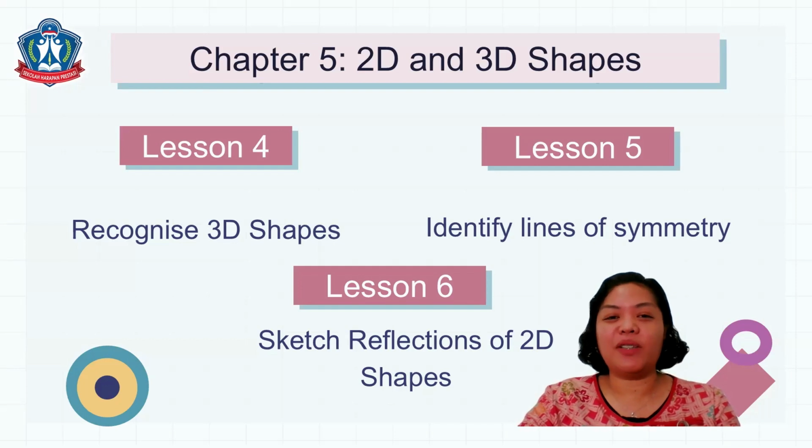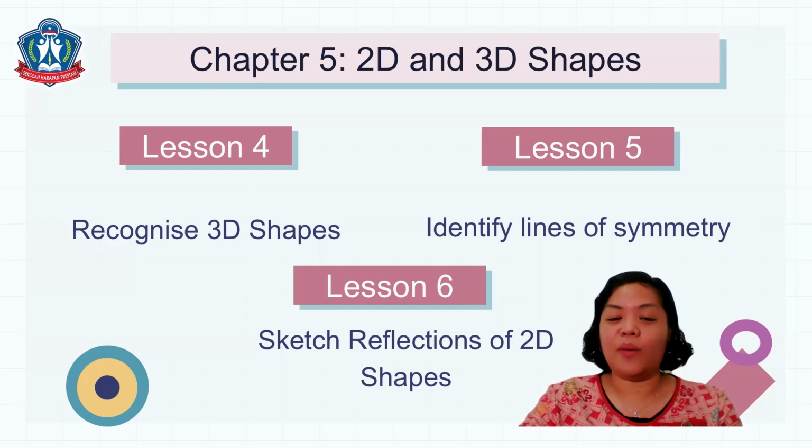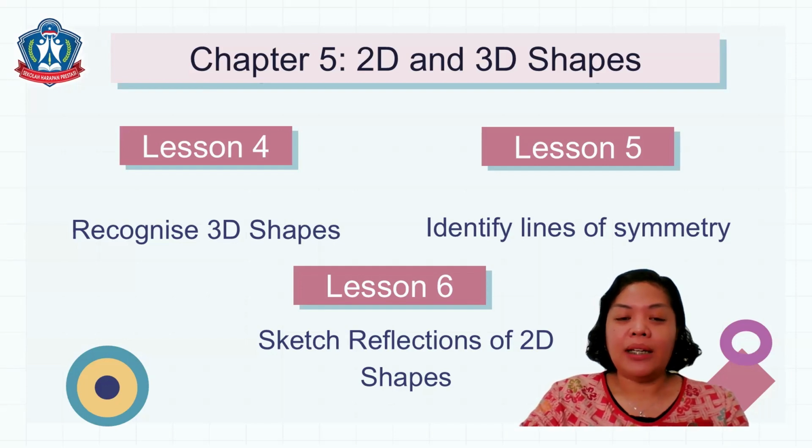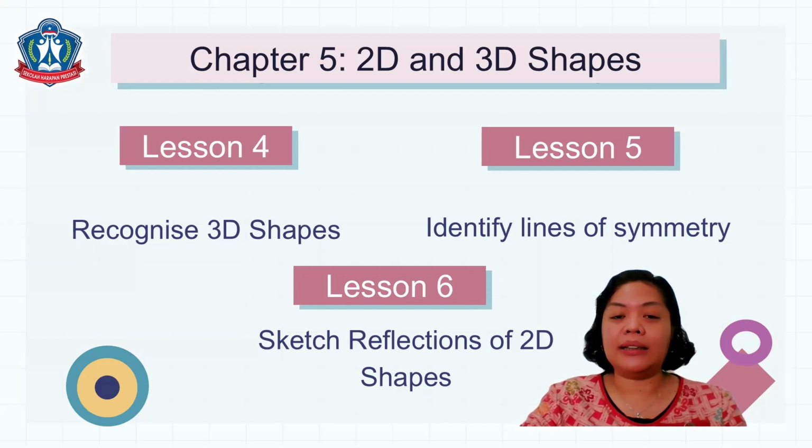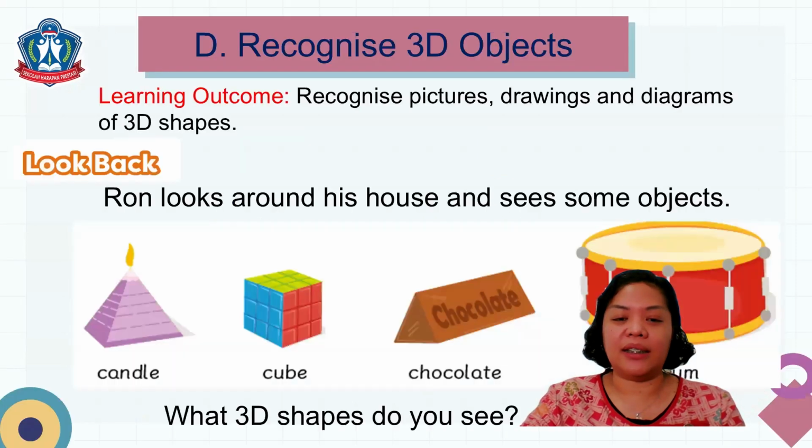Let's continue chapter 5. It talks about 2D and 3D shapes. In this video, you will learn lesson 4, recognize 3D shapes; lesson 5, identify lines of symmetry; and lesson 6, sketch reflections of 2D shapes. Are you familiar with these lessons, P3? Now stay with me and let's discuss these lessons.